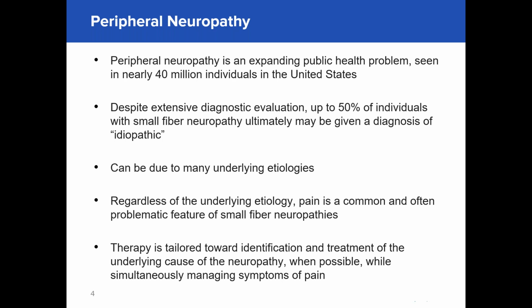So, and we'll go over some other etiologies that could be background for this type of a disease, but a lot of people do get an idiopathic diagnosis, and there's usually not much treatment options available for them other than, you know, opioid type medications. So we want to try to kind of change the course of that. The disease can be due to many underlying etiologies. Regardless of the etiology, the pain is a common factor. It's a very uncomfortable disease to have, and it is often a problematic feature of small fiber neuropathies.